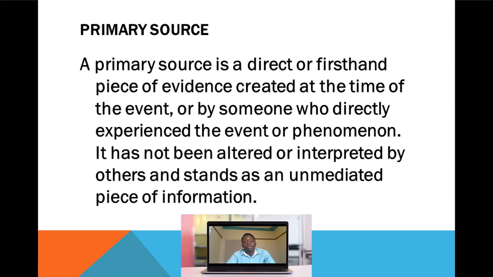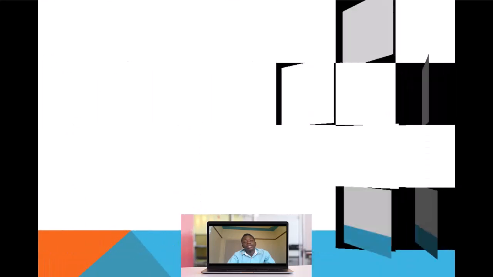A primary source of information is a direct or first-hand piece of evidence created at the time of the event or by someone who directly experienced the event or phenomenon. It has not been altered or interpreted by others and stands as an unmediated piece of information. So a primary source is first-hand information. No one has tampered with it. If you get information from a primary source, it means you have gotten first-hand information.